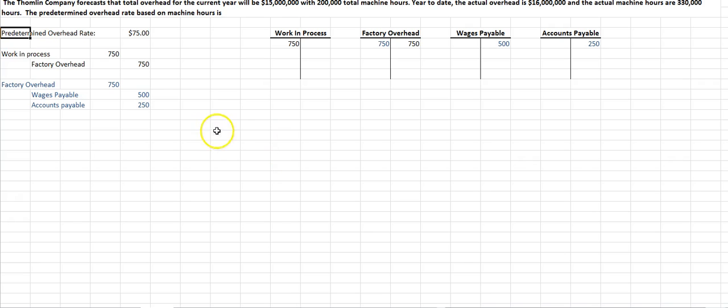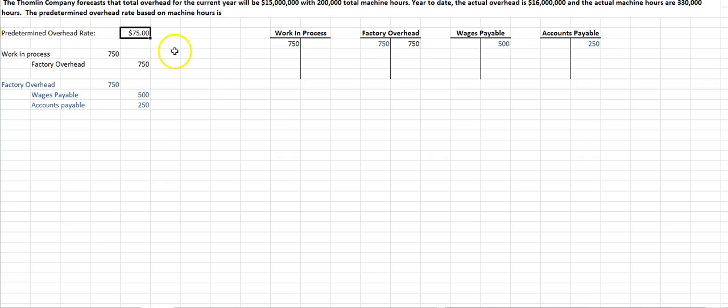And so you're going to come up with a predetermined overhead rate based on a certain allocating activity. And typically it's going to be hours. So in this example it's machine hours. It says the Tomlin Company forecasts that the total overhead for the current year will be $15 million with 200,000 total machine hours. So if I take my 15 million and divide it by 200,000 hours, every time one of my products takes an hour, I'm going to charge it $75 in factory overhead. So that's going to be my predetermined factory overhead rate.